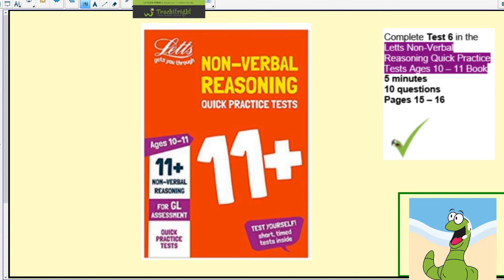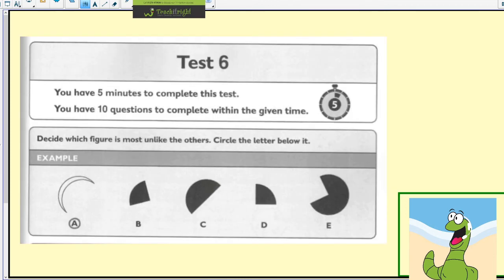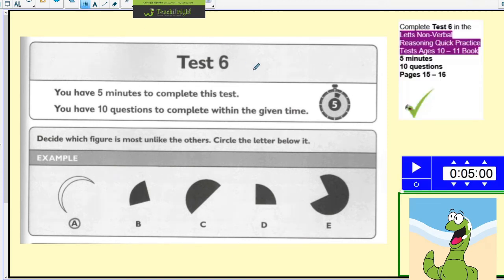Right, last activity is test 6, and this is going to be the odd one out question. So it's test 6 on pages 15 and 16 in the same book, and this is test 6, example 1. Let's just talk it through as a team now together, but we'll add in the timer for when we need it. So there we go.